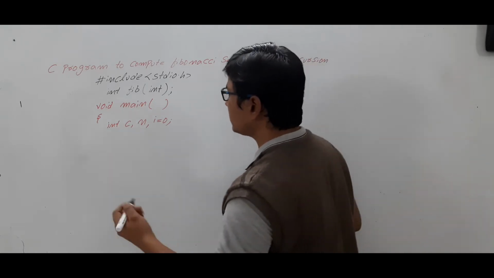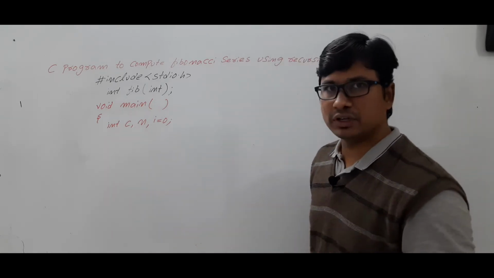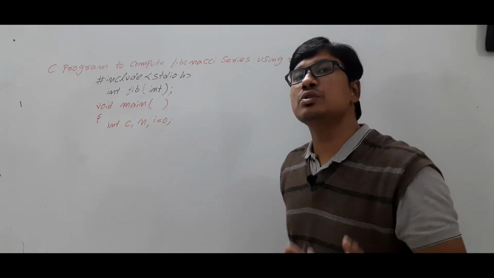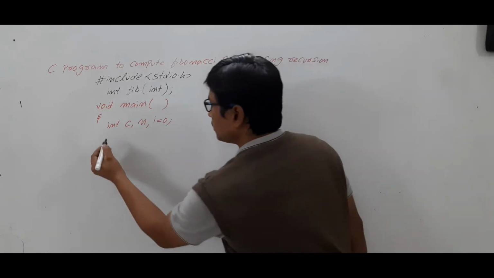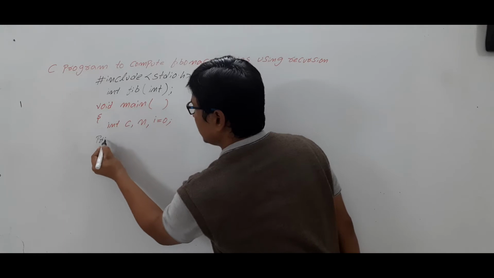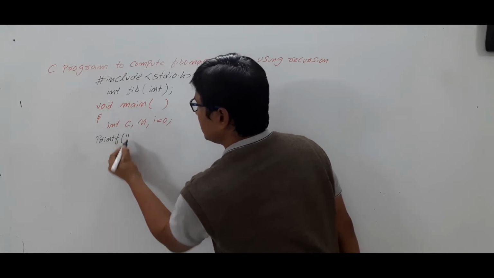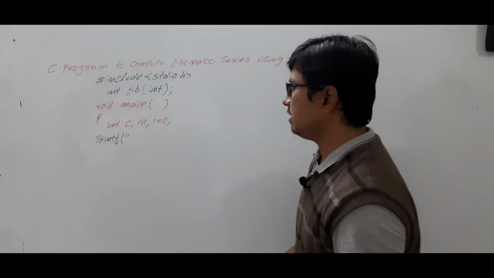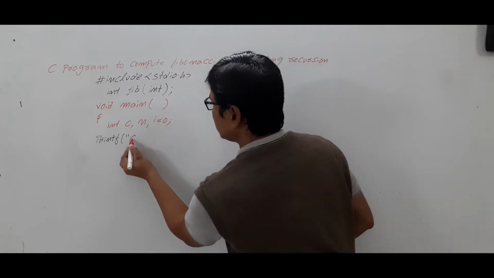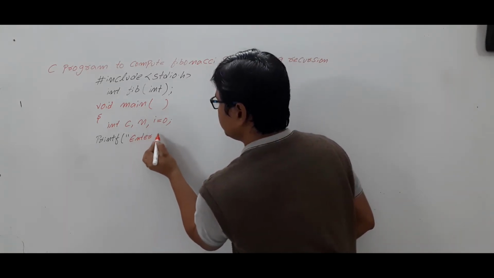Now the first thing is that if I want to find the Fibonacci series, how many elements the user wants to display, that I need to ask from the user. So I am writing a statement called printf, which is a predefined function, and I am asking the user to enter the n value.